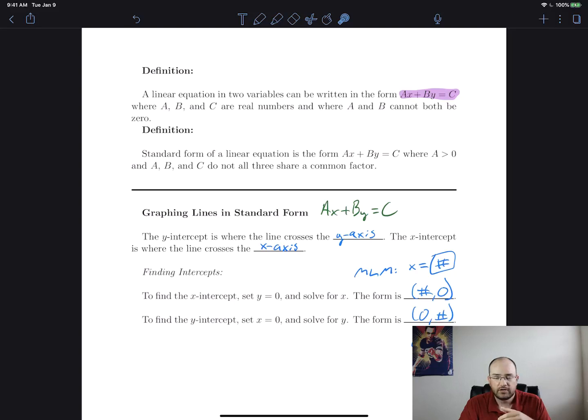So basically, if you want to find x, set y equal to 0. If you want to find y, set x equal to 0. It's always the other one. Okay, so remember that. It's always the other variable.